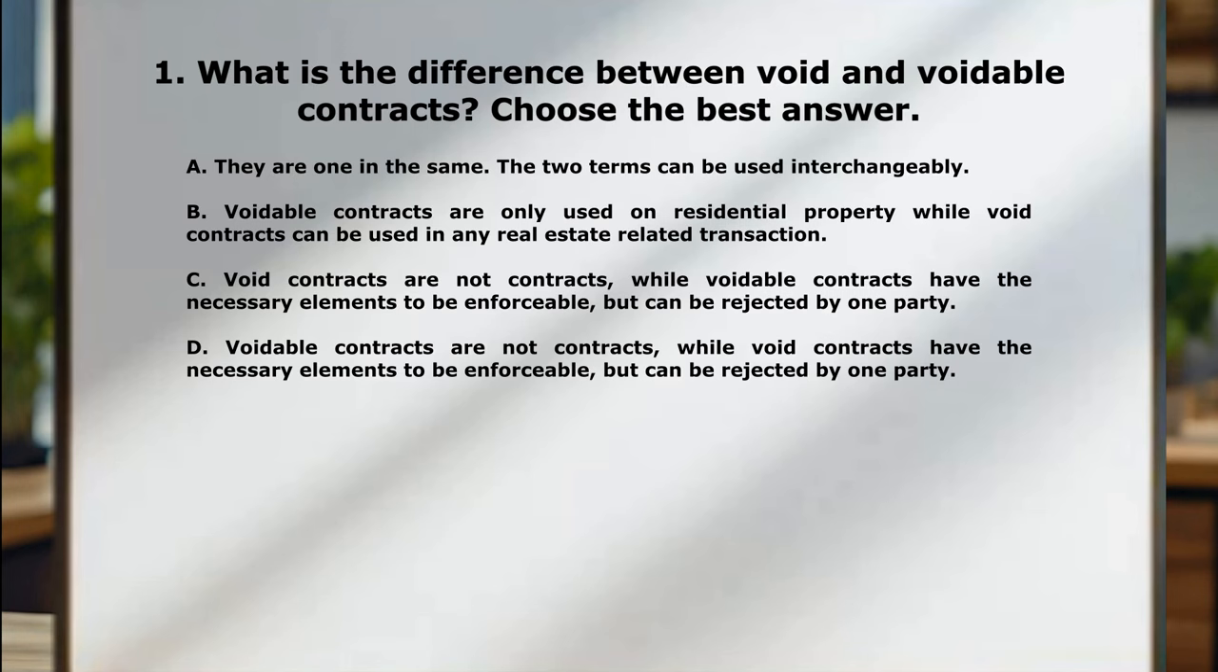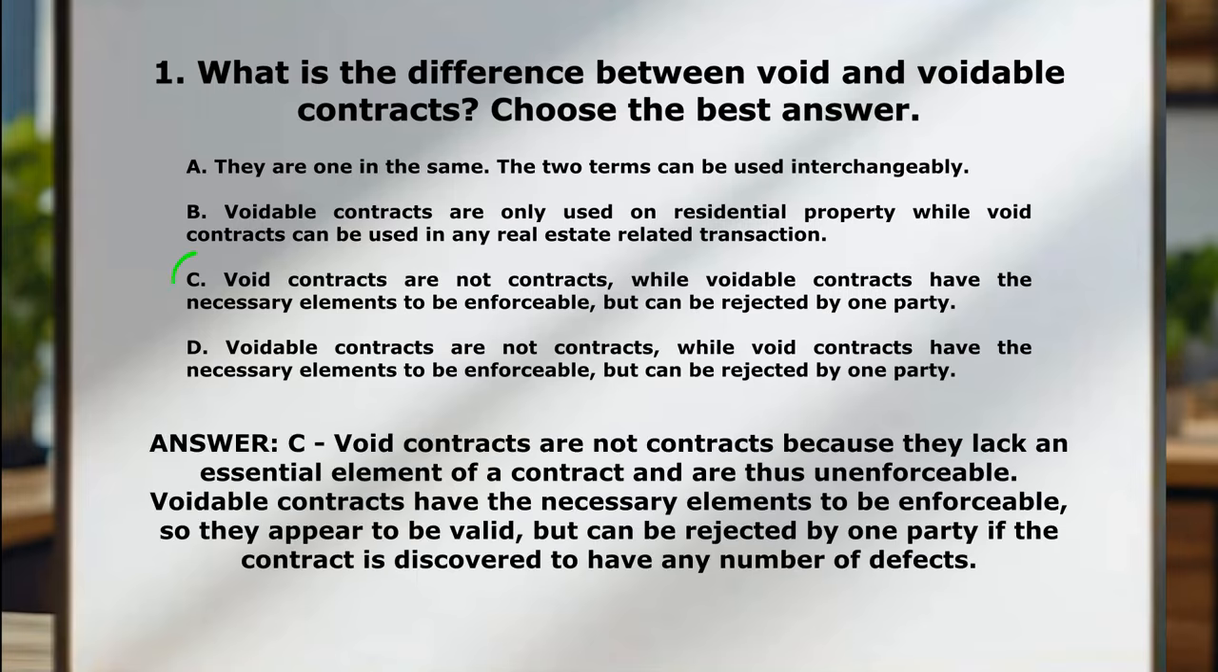D. Voidable contracts are not contracts, while void contracts have the necessary elements to be enforceable, but can be rejected by one party. Remember, choose the best answer. The best answer is answer C.